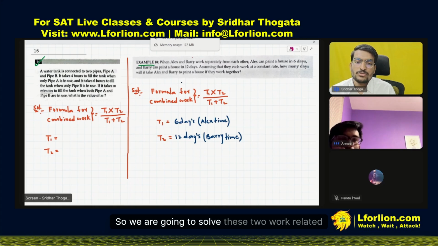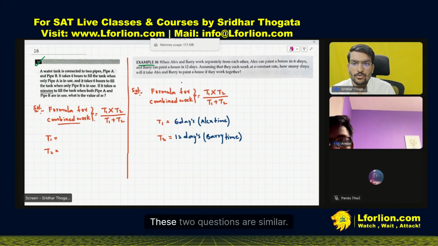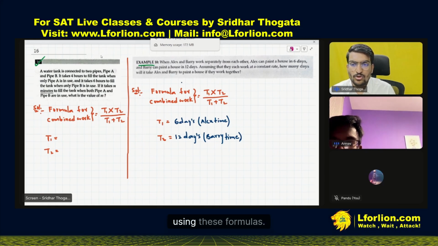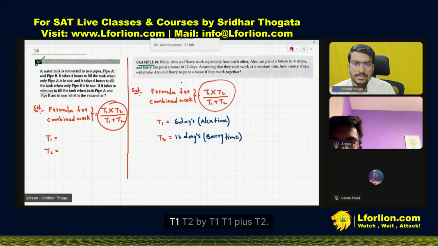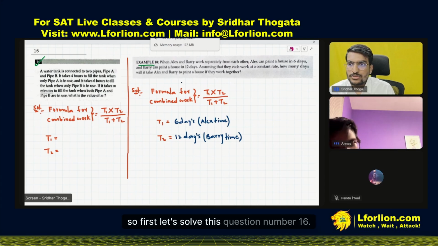So we are going to solve these two work related problems by using a formula called the combined work formula. These two questions are similar. These kinds of questions you can directly solve by using this formula: T1 times T2 by T1 plus T2. I repeat, T1 times T2 by T1 plus T2. So first let's solve question number 16.